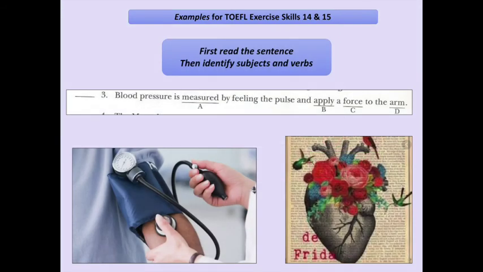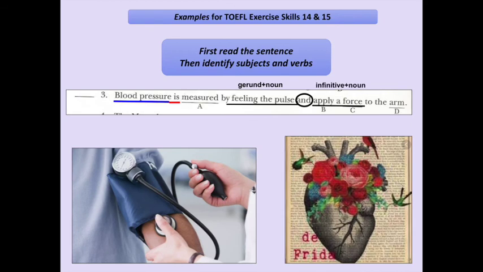Number 3. Blood pressure is measured by feeling the pulse and apply a force to the arm. It starts with a subject, blood pressure, and then a verb, is. We also see the coordinate conjunction and. So let's look for parallel structure. On this side, we have a gerund and a noun.